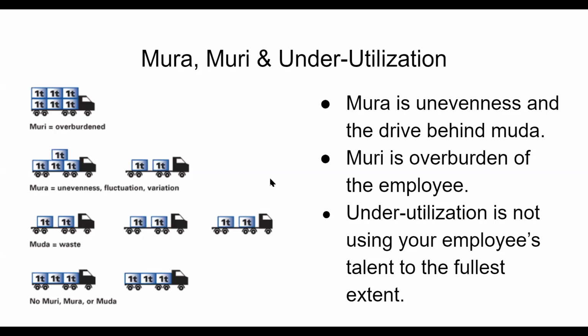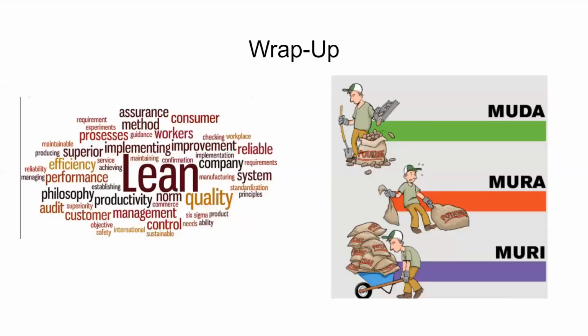To wrap up, we want to have a lean manufacturing process. This is a process that cuts out MUDA and MURI as much as possible. Having a lean manufacturing process can help to make a better product and to have a happier customer.